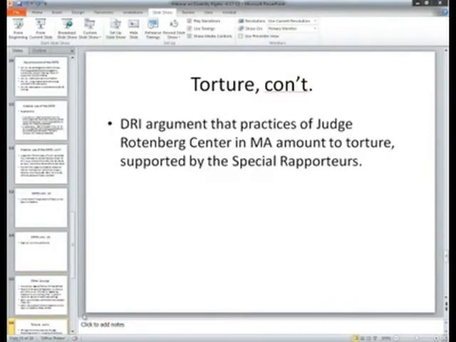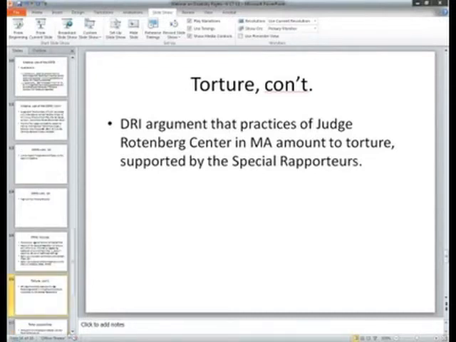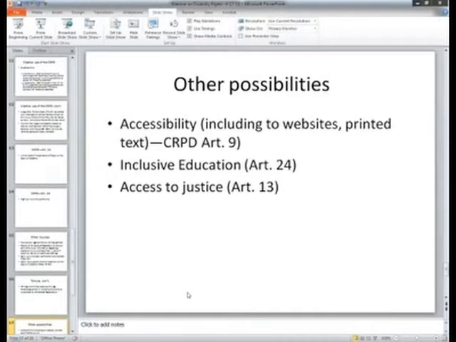So that's, I think, an interesting possibility to use domestically. In fact, Disability Rights International has made the argument that the practices of the Judge Rotenberg Center in Massachusetts, which many of you may know is rather infamous, using aversive stimuli, aversive conditioning on children with disabilities, amount to torture under the convention, and the special rapporteur has gone along with that.